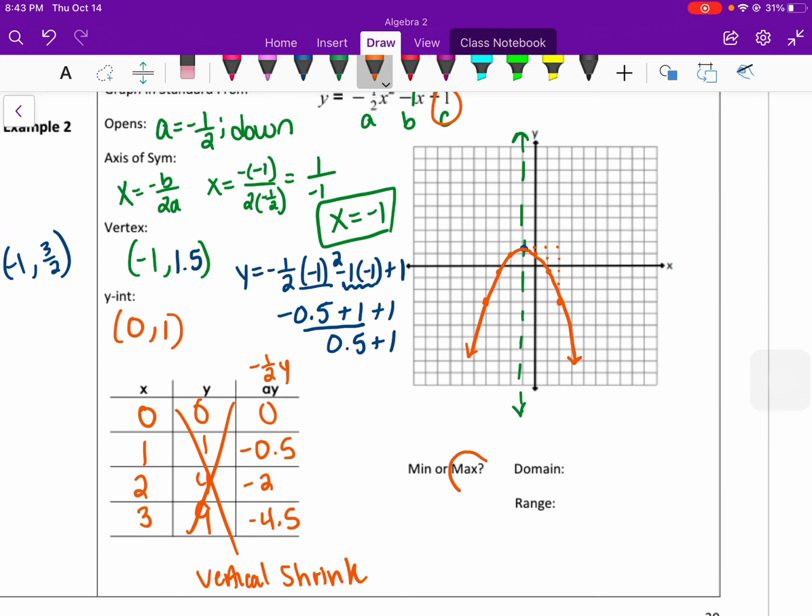It has a maximum value again because it opens down. That maximum value is happening at the y value 1.5. The domain is all real numbers, and all my y values are less than or equal to 1.5.